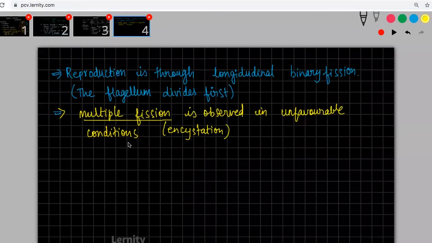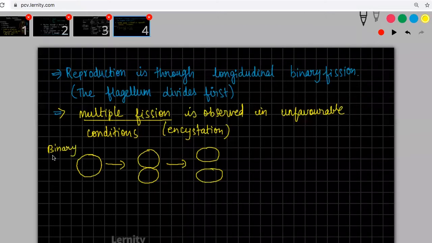Okay, so whenever there is an unfavorable condition, what will happen is normally binary fission will happen. Under normal conditions, one cell will divide into two cells and it will release two cells. This is binary fission. Okay, so whenever there is an abnormal or unfavorable condition, let us say, what kind of unfavorable condition? You think about euglenoids.